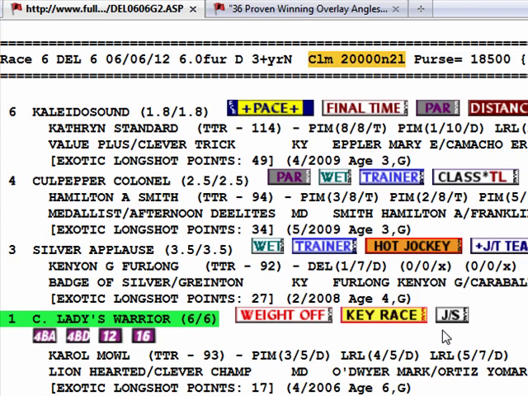And, you know, normally when you switch from one circuit to another, you're going to get a jockey switch. But is it a positive one? Is the horse going to get a better jockey today? And when you see the JS icon, that means the horse is getting a better rated jockey today than it had in its last start, its most recent start. Okay? All right. You see how elementary all this is so far?